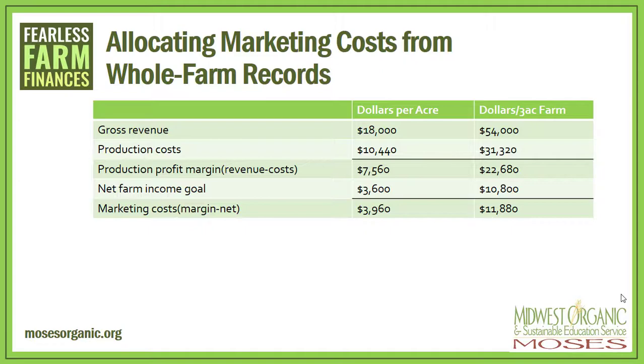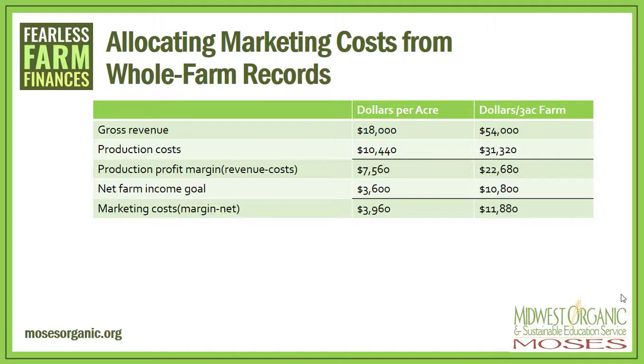So if you subtract 10,440 from the total gross of 18,000, you get a production profit margin, so revenue minus costs, of $7,560. Now let's say you have a net farm income goal of $3,600 per acre. So if we quickly do the math, we subtract that from our total profit margin, and that gives us a $3,960 marketing cost left to work with.